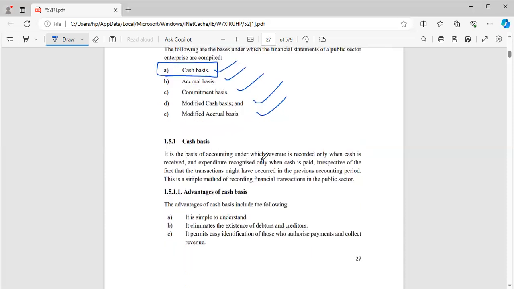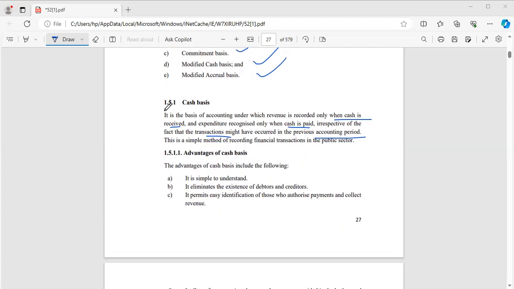It is the basis of accounting under which revenue is recorded only when cash is received. Are you seeing it? Revenue is recorded only when cash is received, and expenditure recognized only when cash is paid, irrespective of the fact that the transaction might have been incurred in the previous accounting period. So we don't care when the transaction took place. We don't care whether the transaction started last month, last year, whether you have even given out the goods, whether you have even given out the service. What we are only concerned about is the movement of cash. Have we paid? Have we not paid? If you have paid, that is when you record. If you have received, that is when you record.